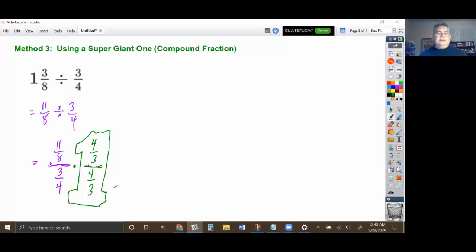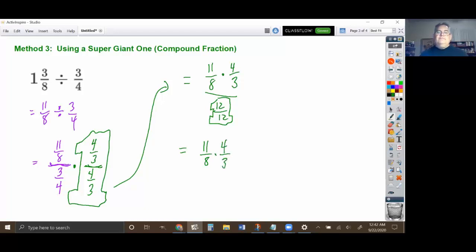So what I'm left with is 11/8 times 4/3 all over 12/12. 3 times 4, 4 times 3. Well, there's a giant 1, another giant 1. And so I'm just left with the math problem 11/8 times 4/3, which is equal, when I multiply my numerators and multiply my denominators, to 44/24.